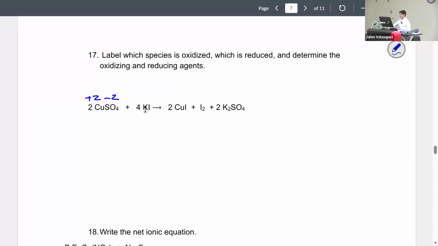Moving on to the potassium iodide. So what's K? Plus 1. What's I? Negative 1. Good. Then we move to the product side. So now we have copper iodide. What's copper?